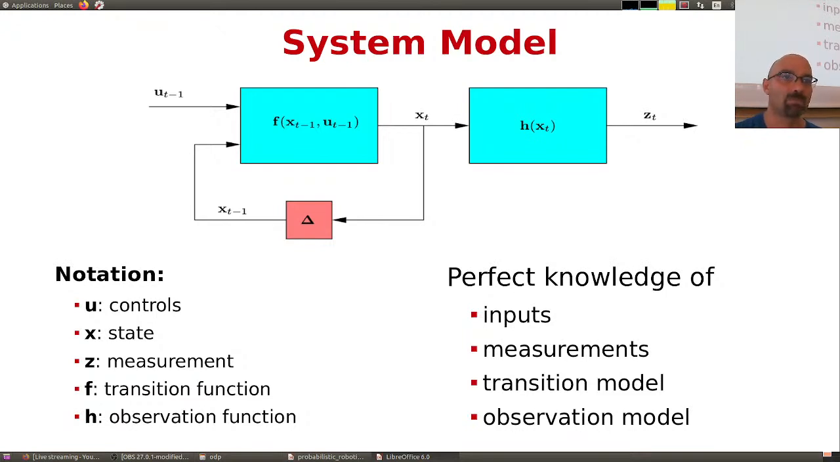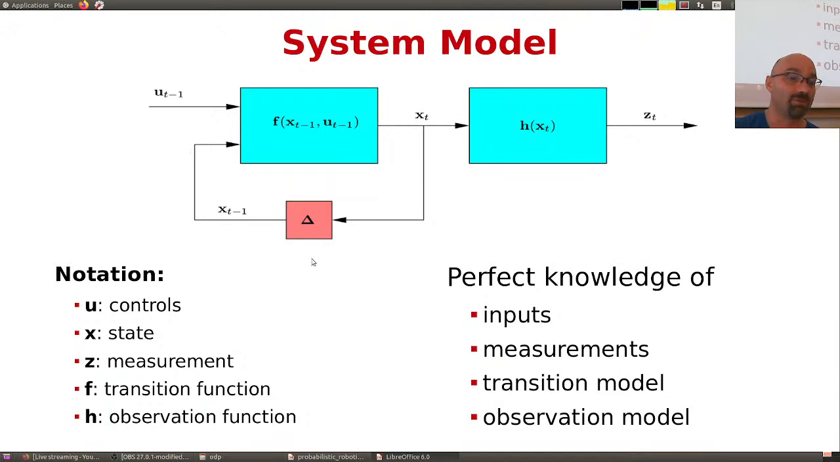Professor, I don't understand the backwards arrow in the diagram. Why does X T minus 1 depend on X T if it is before? Okay, I will answer. There's a colleague of yours that asks for illumination about this part of the diagram.